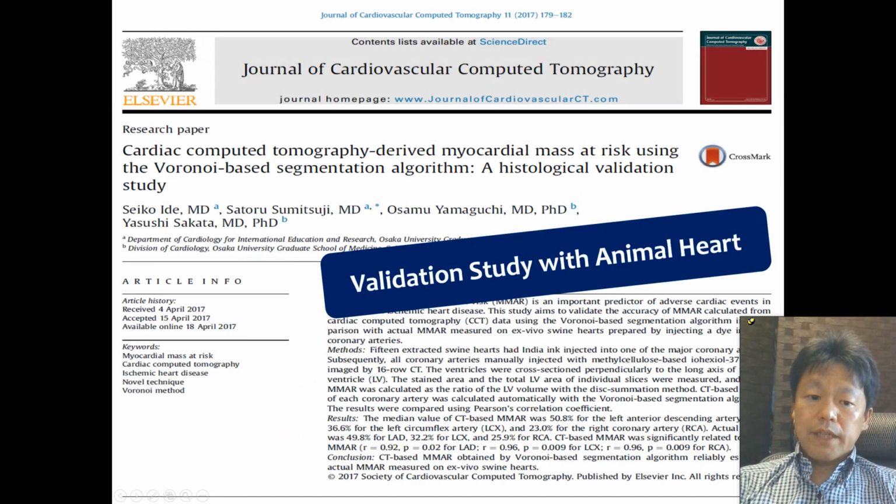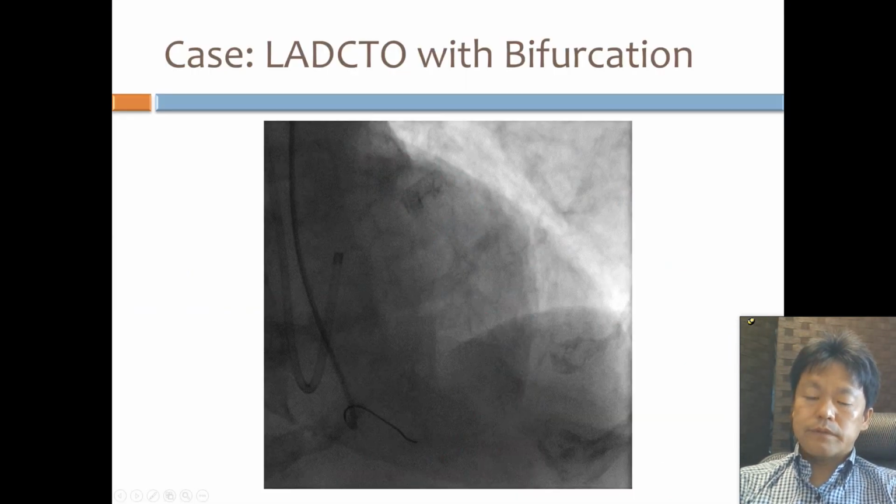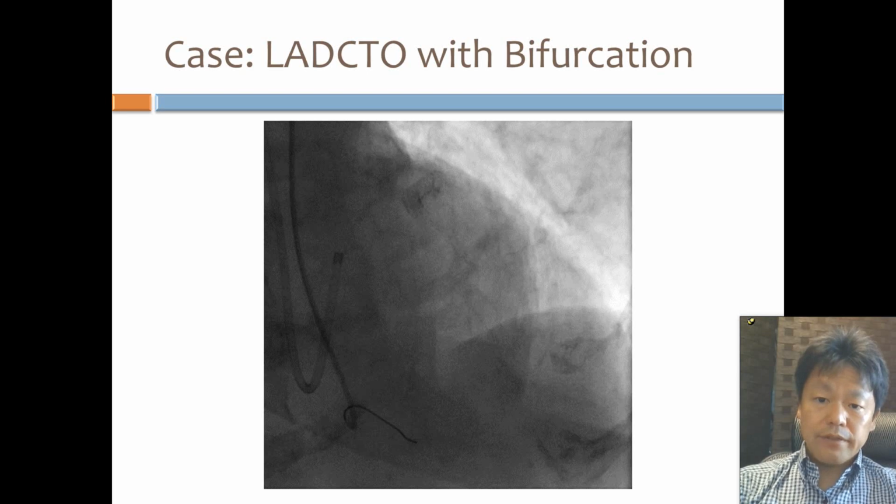Another validation study is in animal hearts. This study was done by my colleague Dr. Ide using ink and CT. The relationship is very nice, with an R squared of 0.74. So now we can use this algorithm for clinical cases.